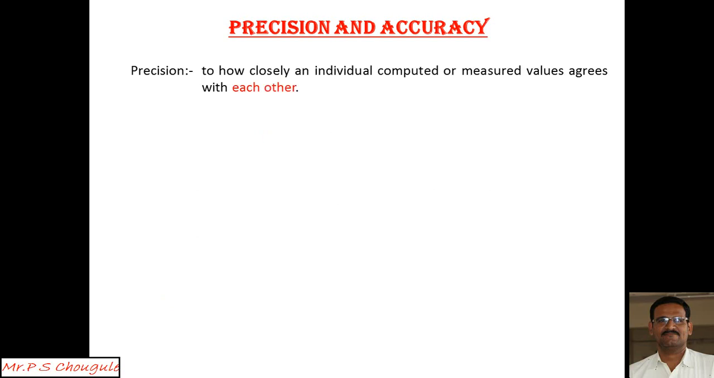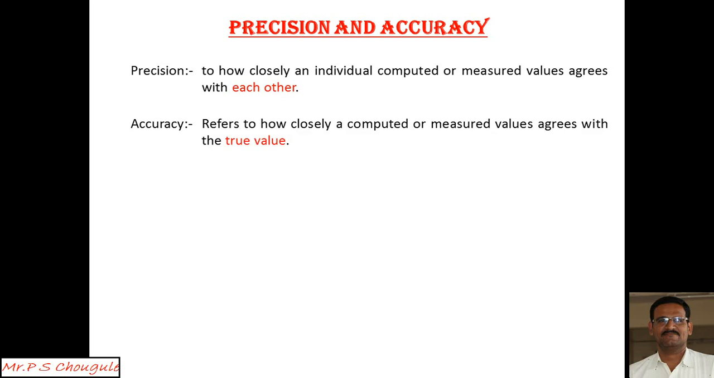So this one is the interesting part, precision and accuracy. Precision means the closeness of the values with each other: how closely individual computed or measured values agree with each other. And accuracy means how closely a computed or measured value agrees with a true value. If a measured value agrees with the true value, then and only then can we say it is accurate.